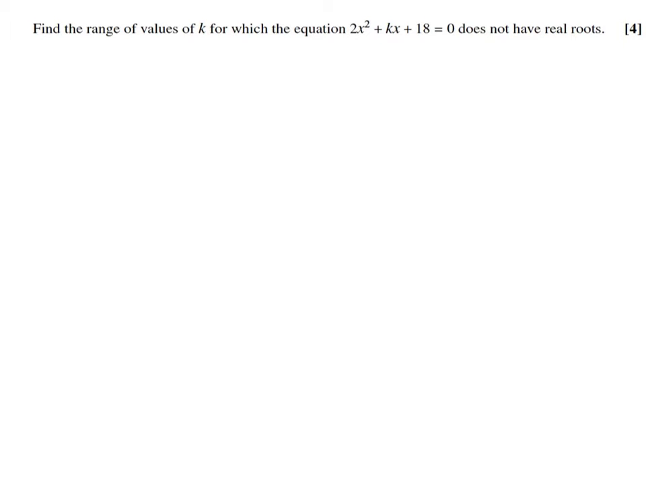So this is a January 9 paper, question 8, and what we have to do is look at the condition where we don't have any real roots. So we know for a quadratic equation where the roots are not real, the discriminant d, which is b squared minus 4ac, we know there are three conditions.